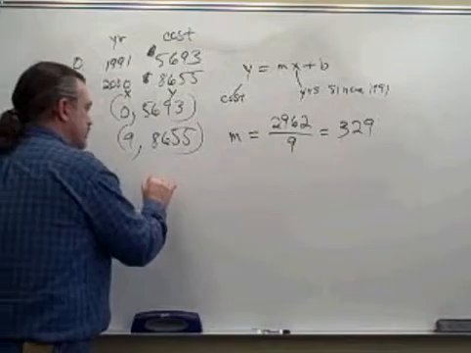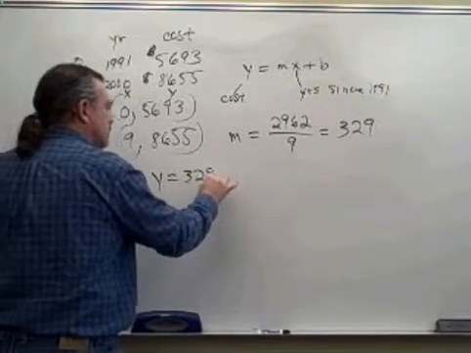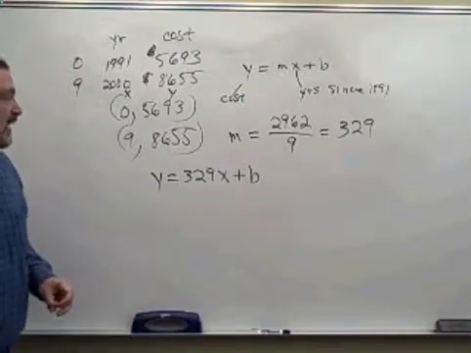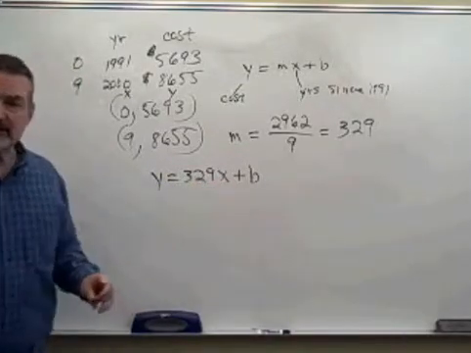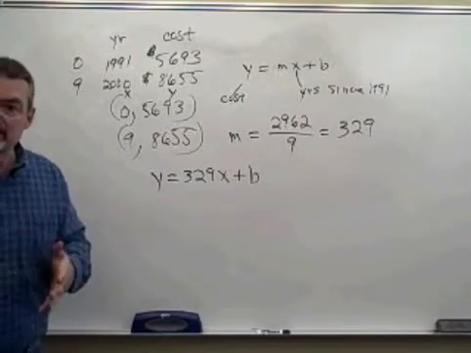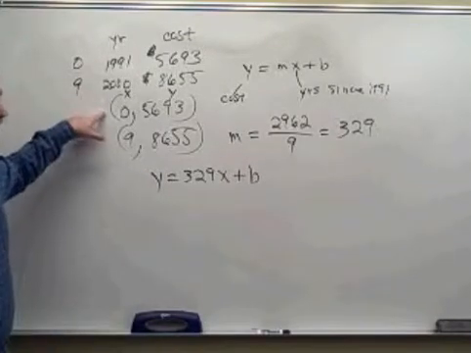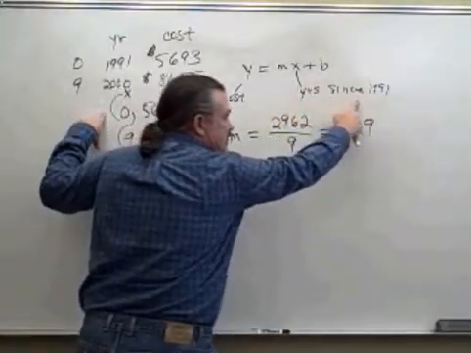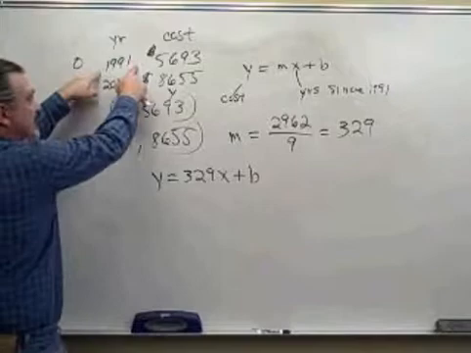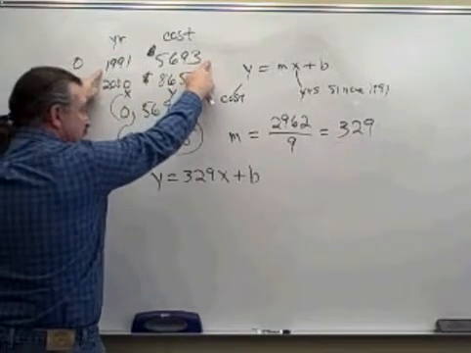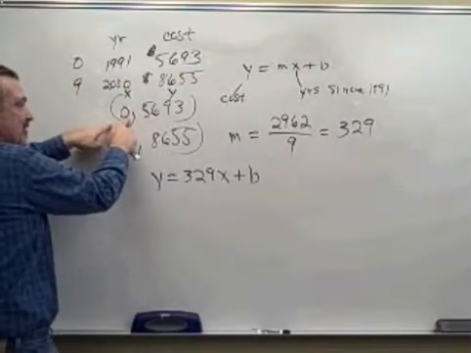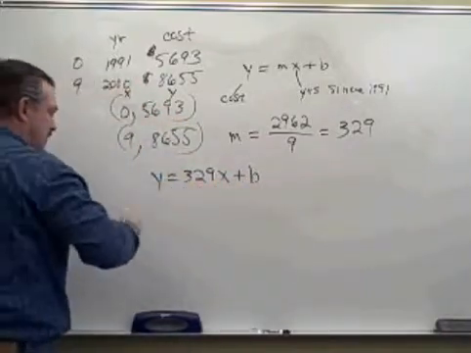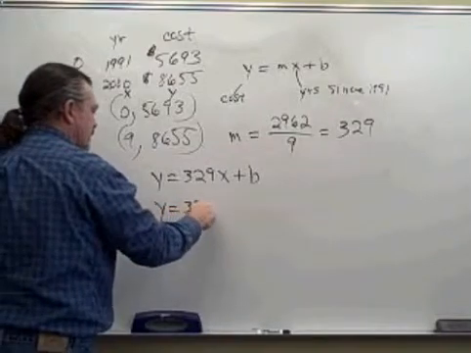So now we know our m value. And we just need to find the b value. But the b value is the y-intercept. The y-intercept is where x is 0, and that's the point we have right here. If the x's are to represent years since 1991, then 1991 is our base year, and that's when x is 0. That cost value is my y-intercept.